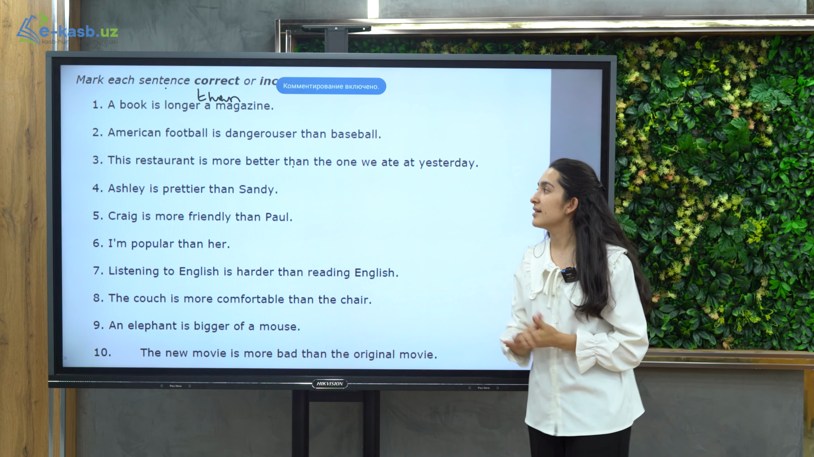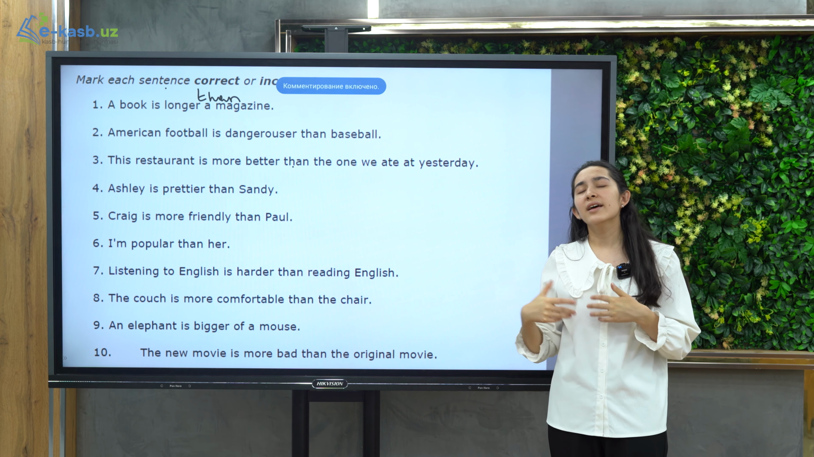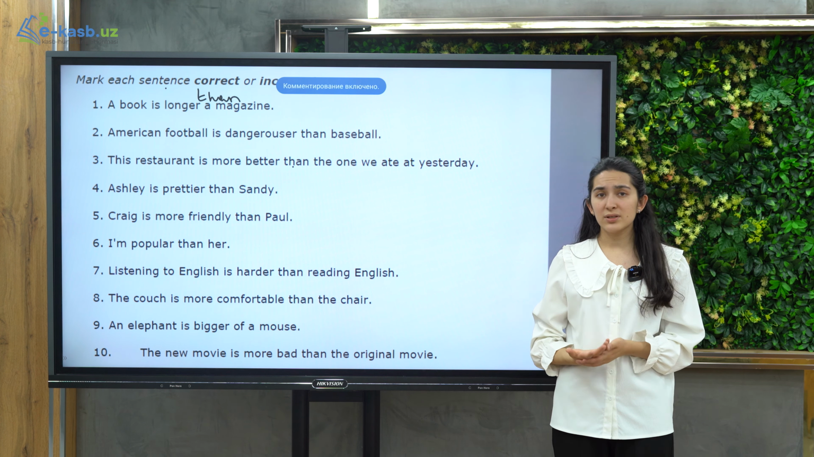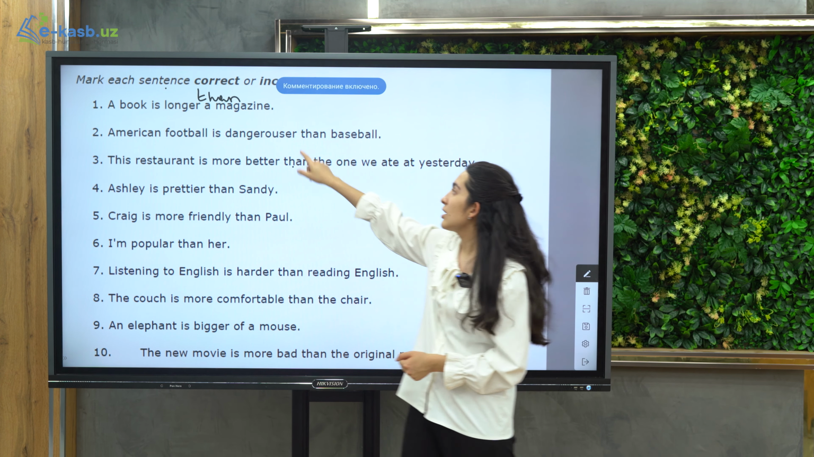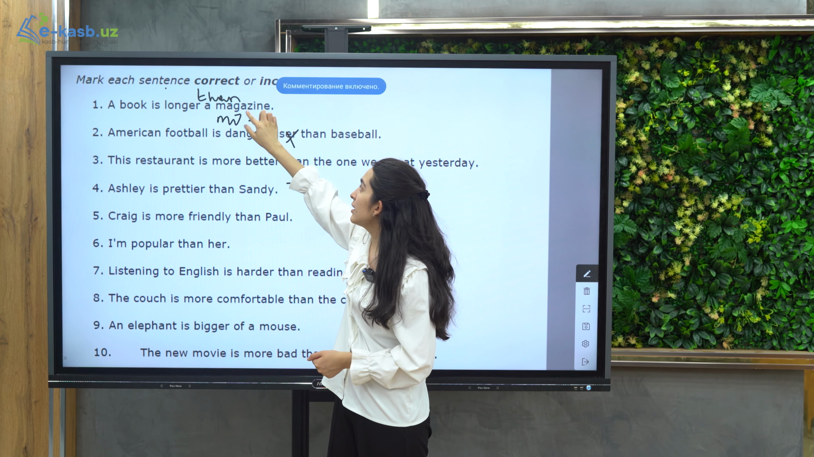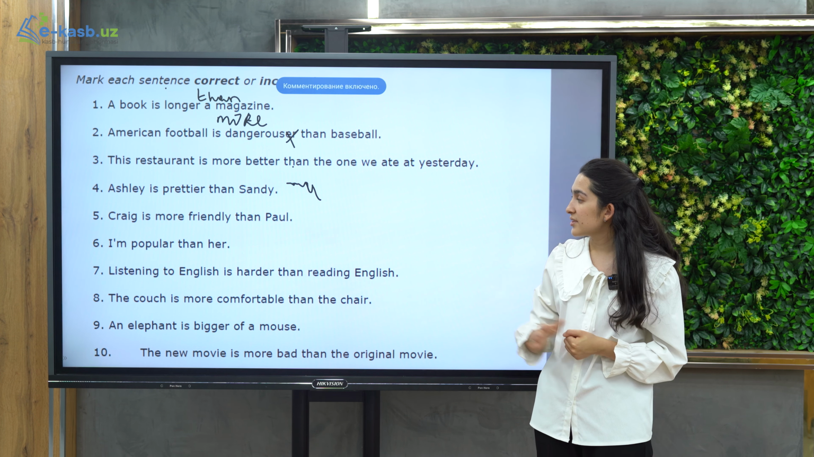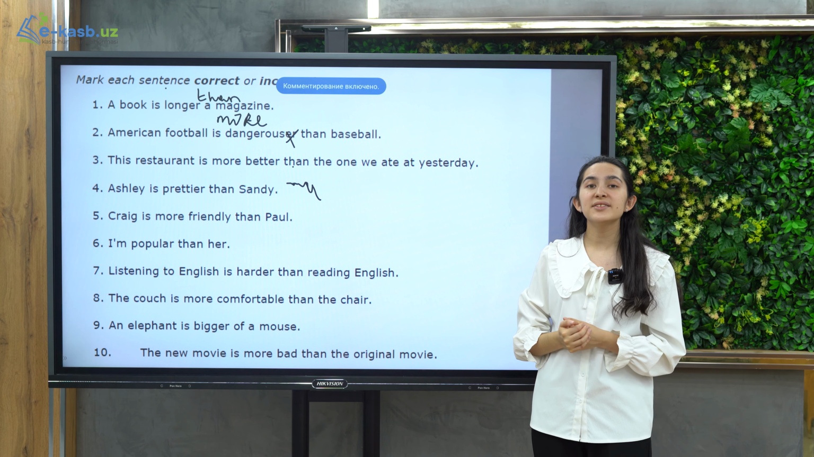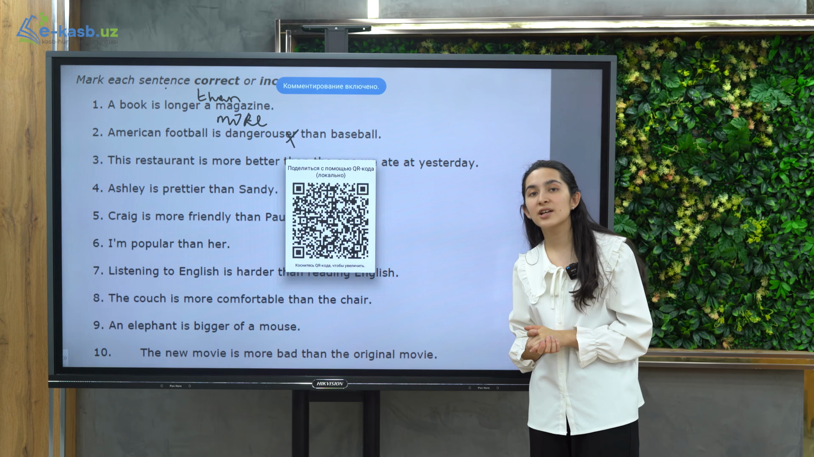Second sentence, American football is dangerouser than baseball. Dangerouser. Do we ever speak like this? Of course, no. We don't say dangerouser. We say American football is more dangerous than baseball. Other sentences, starting from sentence number 3 till sentence number 10, please do them by yourself and then we will check them together.